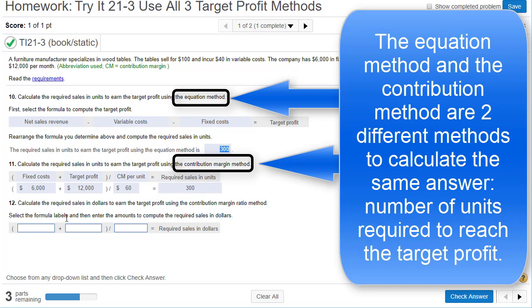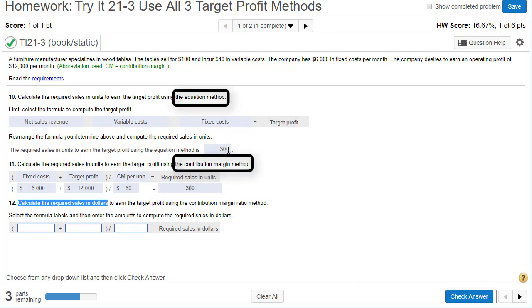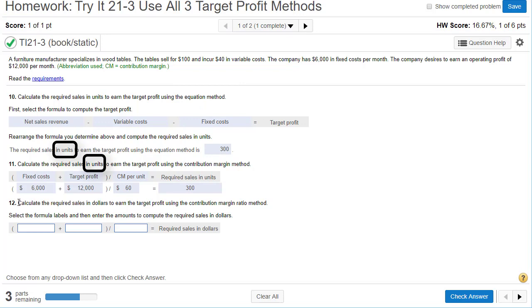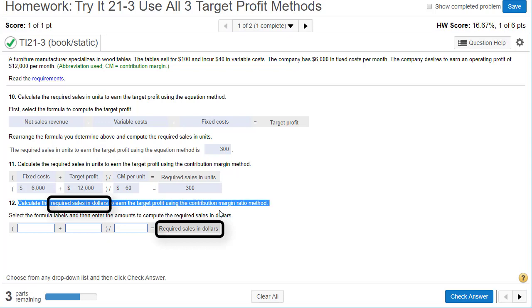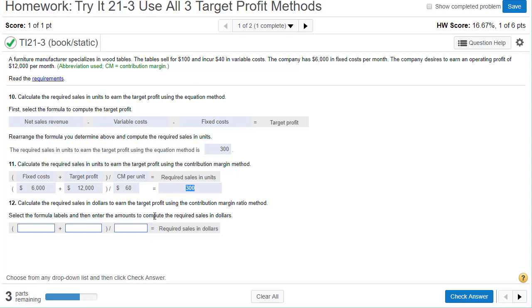All right, now we're going to go on to the next method, calculate the required sales in dollars. All right, so these two methods showed us how many units we need to sell. Now we're going to figure out, well, how many sales dollars do we need to get? In other words, 300 units times 100. So we should get $30,000. But this method is just another way, so we didn't have to use these methods. So it's just a different way to calculate the same thing.